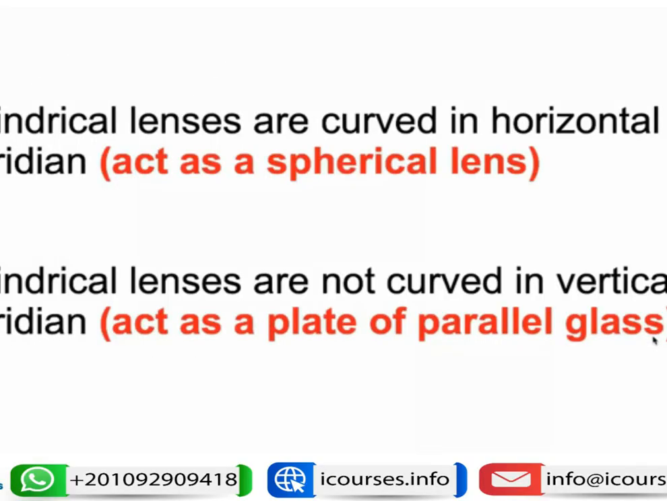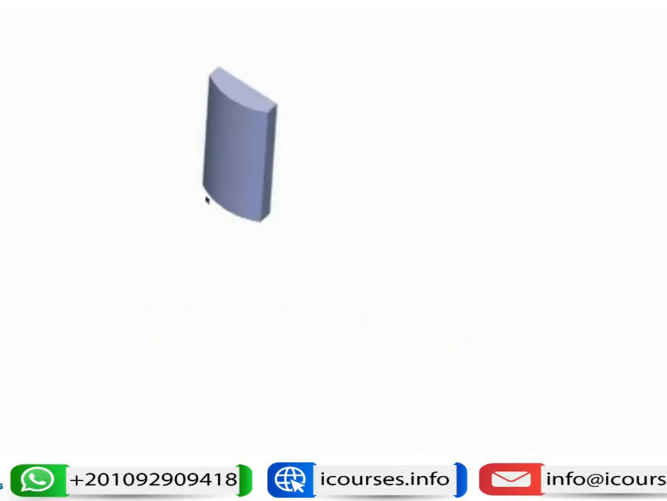So cylindrical lenses are curved in the horizontal meridian, so they act as a spherical lens in the horizontal meridian. This is very important. And they are not curved in the vertical meridian, so they act as a parallel plate of glass, so it has zero vergence. So remember when we were talking about the vergence power of the lenses. If we have here this lens, this is a convex cylindrical lens.